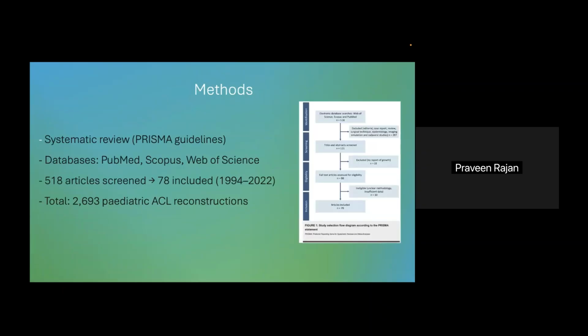We followed the PRISMA guidelines. The search engines were PubMed, Scopus, and Web of Science. We had 518 articles screened. 78 articles were included. The publications were between 1994 and 2022. In total, we had 2,693 pediatric ACL reconstructions.